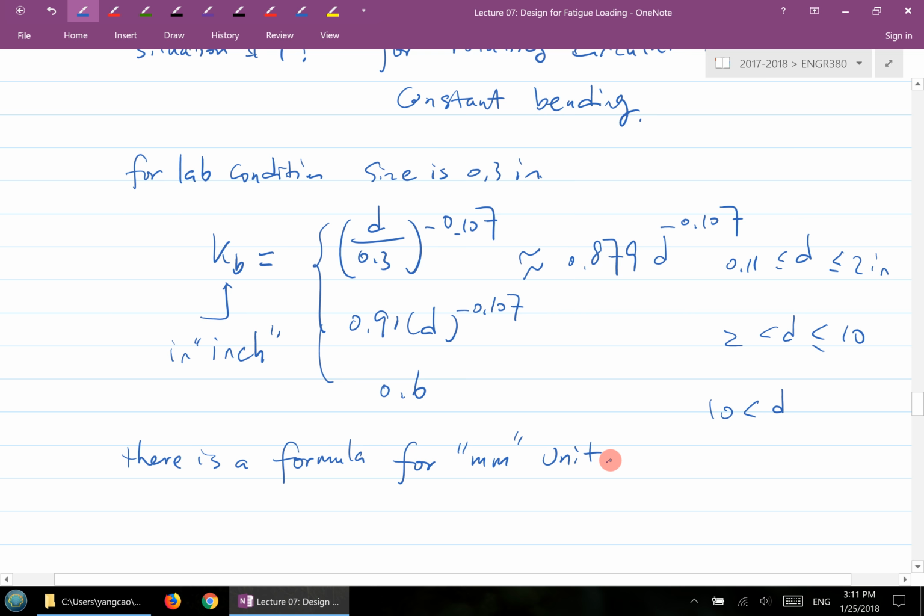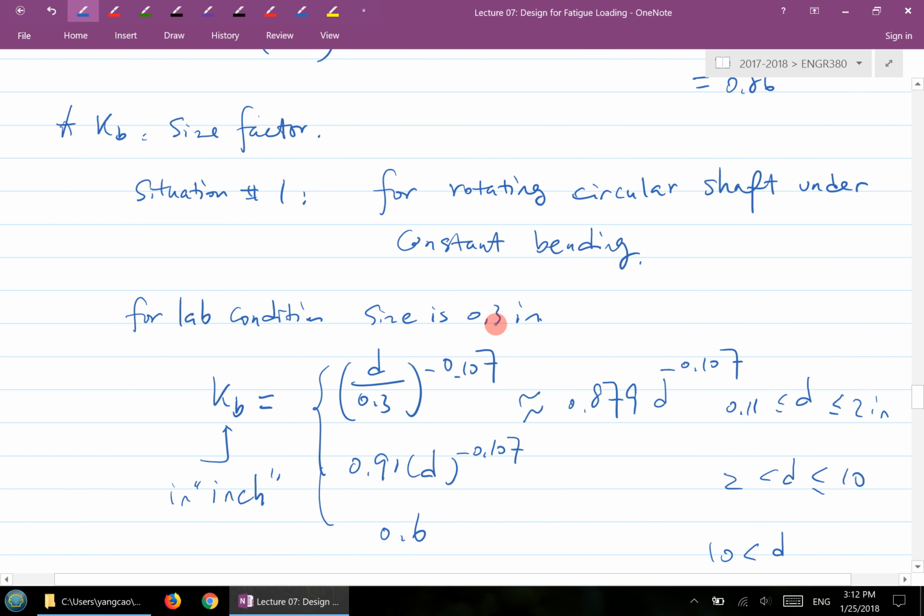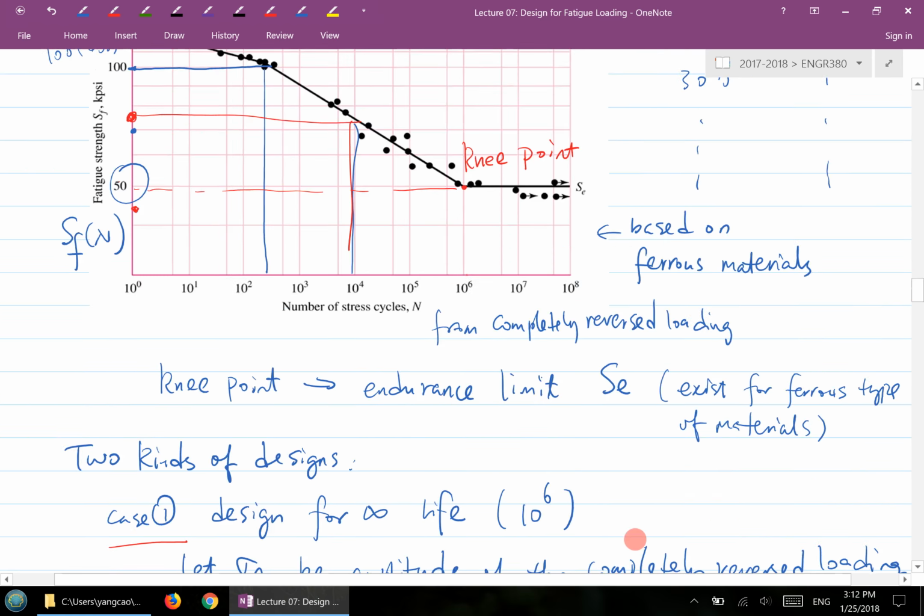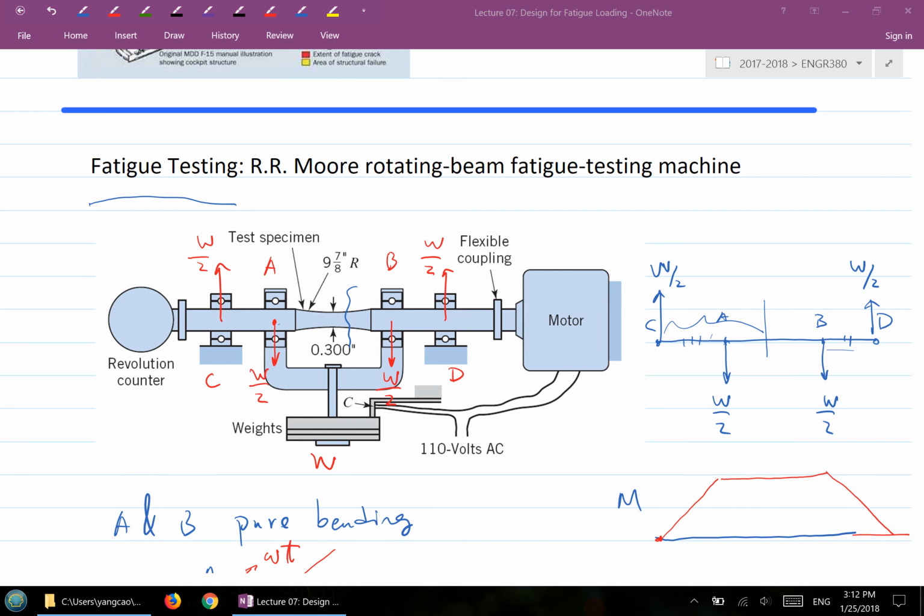Before we go ahead, let me ask you a very simple question. You don't have to calculate. What do you think the Kb value is when D equals 0.3? Well, you can calculate. It's 1, right? Why is it 1? Because there's no change compared to the lab size. What's that lab size? The specimen diameter you attach to the machine. Yeah.